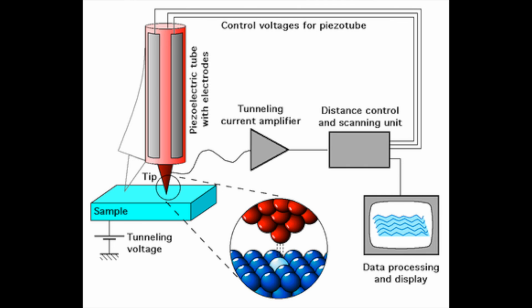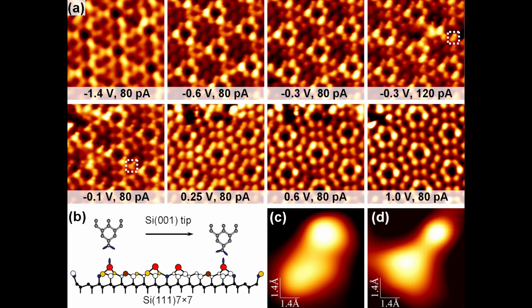STM is based on the concept of quantum tunneling. When a conducting tip is brought very near to the surface to be examined, a bias or voltage difference is applied between the two, which allows electrons to tunnel through the vacuum between them. By monitoring the current as the tip's position scans across the surface, a program can model an image from the data.